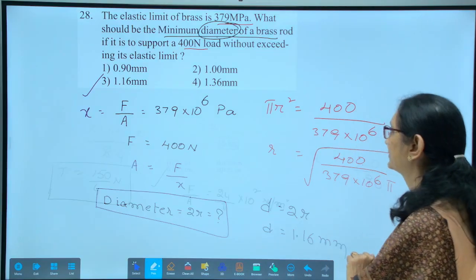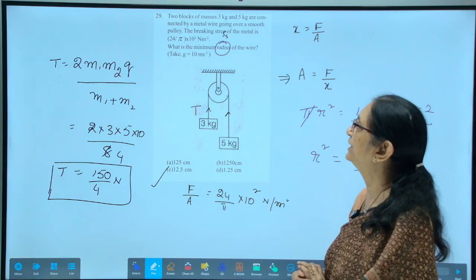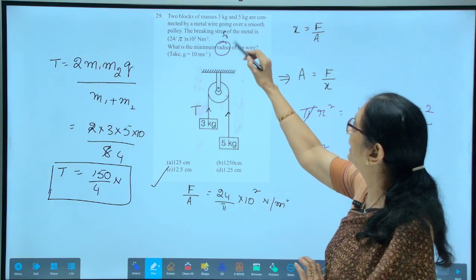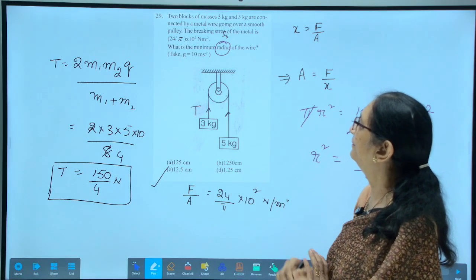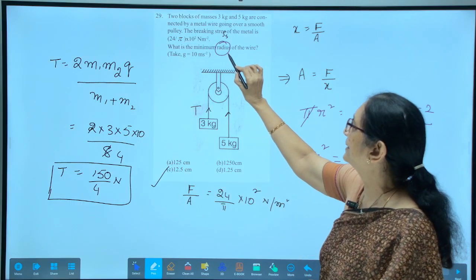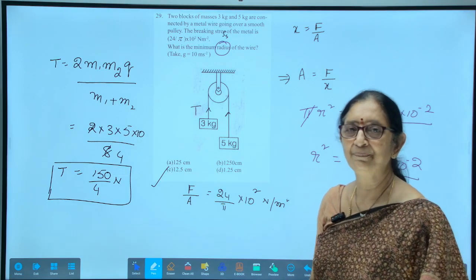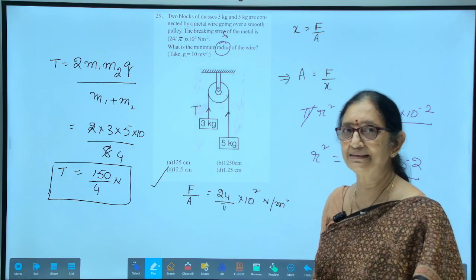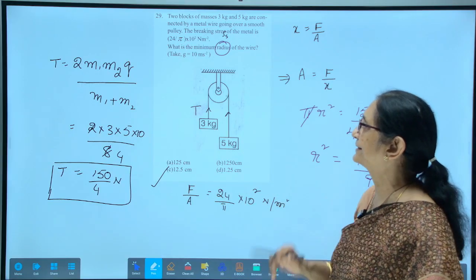Move on to the next. Look here. Two blocks of masses 3 kg and 5 kg are connected by a metal wire going over a smooth pulley. Find the breaking stress of the material. No, the breaking stress of the material is given. You are supposed to find the minimum radius. More or less previous model type. There the minimum diameter is asked. Here you are asked to find out the minimum radius of the wire.